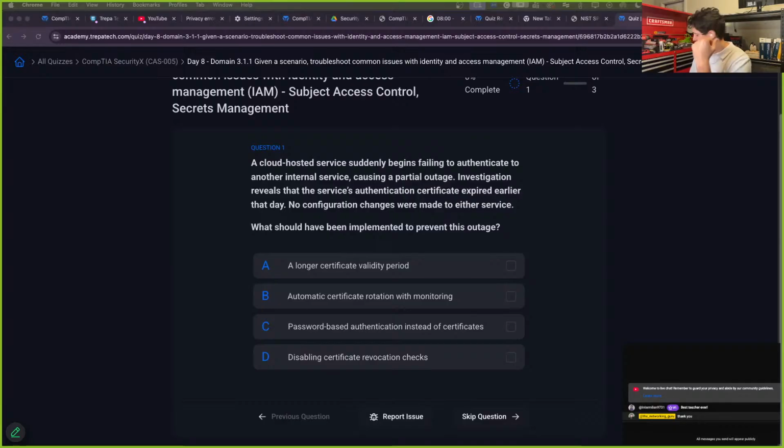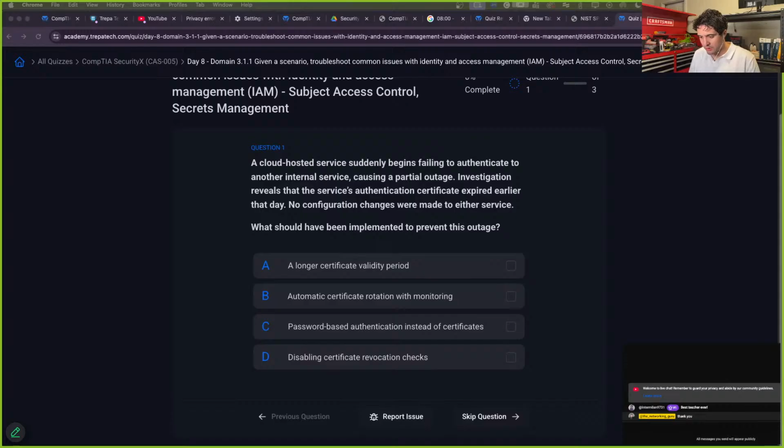Okay. Let's read this again. A service started failing to authenticate to another internal service, so still in the cloud, causing a partial outage. Investigation reveals that the service's authentication certificate expired earlier that day. Okay, so we know why that happened. No configuration changes were made to either service. What should have been implemented to prevent this outage? So we didn't re-get our certificate. We didn't do proper rotation essentially. I'm trying to relate this to the slides. We didn't do proper rotation.